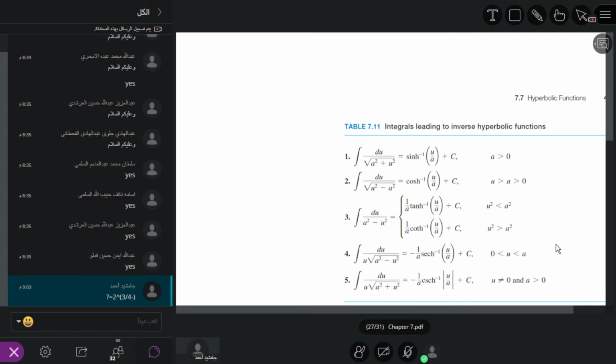Thus we get cosine hyperbolic x equal to plus minus 5 divided by 4. Cosine hyperbolic x is equal to plus minus 5 divided by 4.